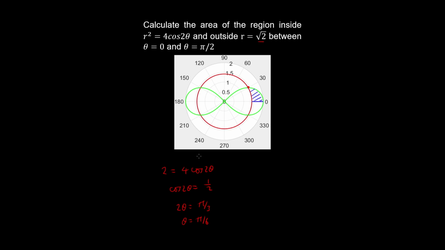Now we can apply the area integral to obtain the area between those two polar curves. We're integrating from theta equals 0 to pi on 6, and the radius of the outer curve squared is the lemniscate, so that's already squared, so we don't need to square it again. And then minus root 2 squared, integrated with respect to theta. And that's going to give us the area of that region.